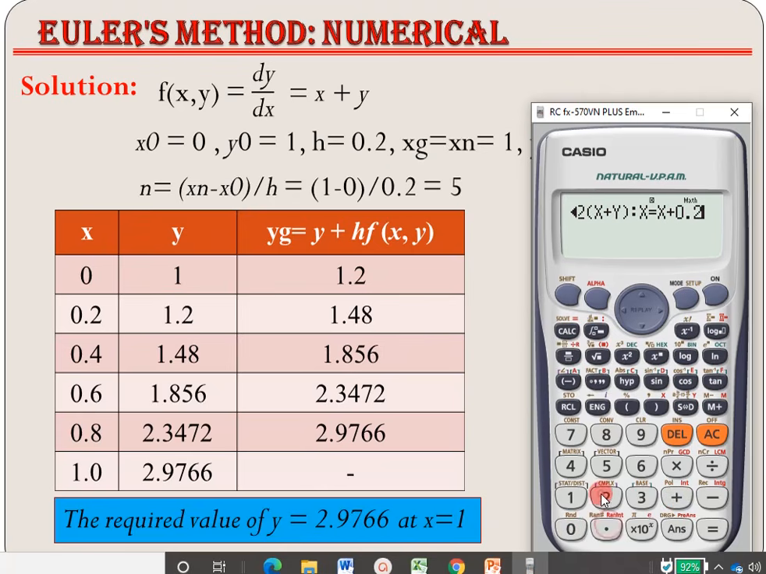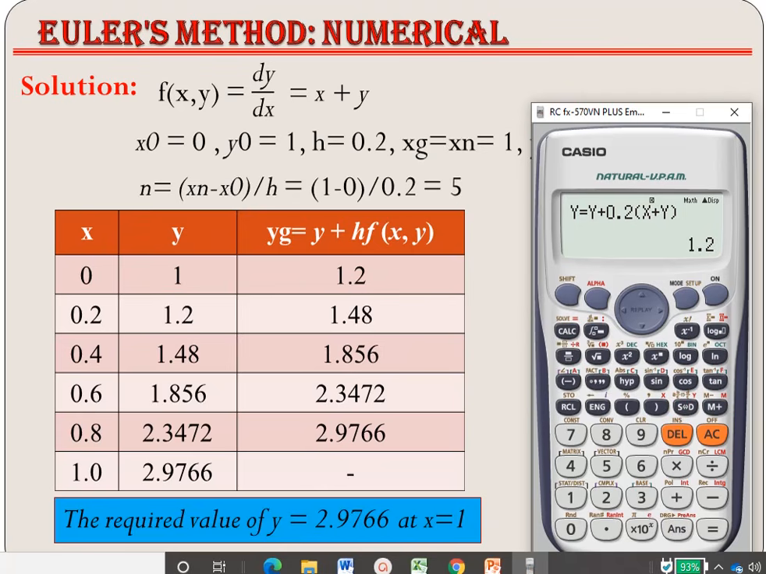So write 0.2. Initially you need to press the CALC button, then it asks you the value of y. So the initial value of y is 1, so press 1, and then the initial value of x is 0, which is given in the numerical, and then you need to press the equal to sign. So you will get the new value of y, which is 1.2. This value is written here.